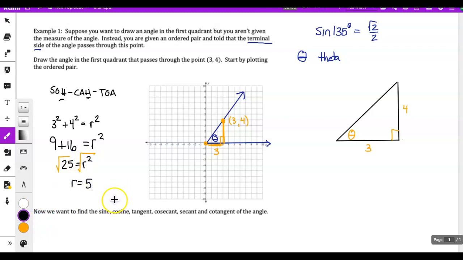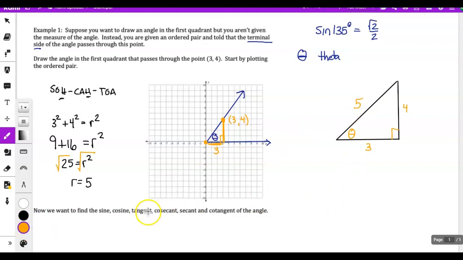R is always positive because it's not directional. It stands for the radius of the circle. So even though the square root of 25 would be plus or minus 5, when you're finding the radius, or r, which is the hypotenuse, you always just say it's positive 5. So I'm going to take that over here and put that. Okay? Now, this next part is just really easy.